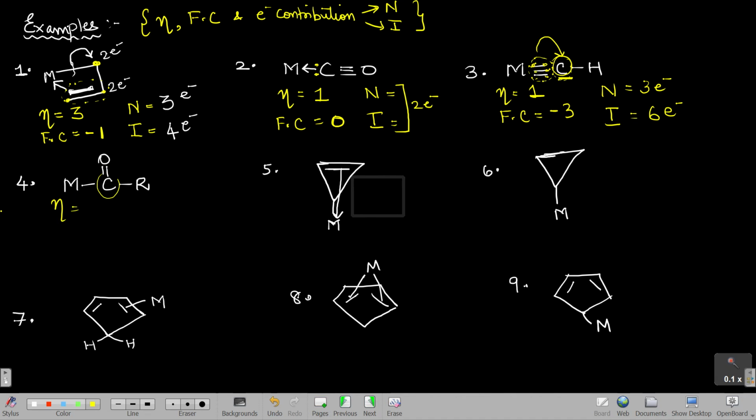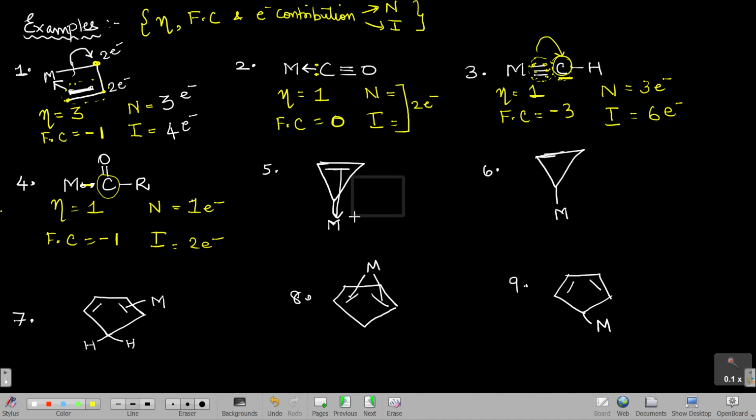Now come to this case. Hapticity. The number of donor atoms of the ligand attached to the metal is 1. Formal charge. There is a sigma bond, and carbon is more electronegative, so formal charge is -1. Now you find out the electron contribution through the neutral and ionic methods. Neutral method, what did I tell you? Count the total number of electrons, 2. So divide it equally, so 1 electron. In the ionic method, carbon is more electronegative, so give both the electrons to carbon. So in the ionic method, the electron contribution is going to be 2.